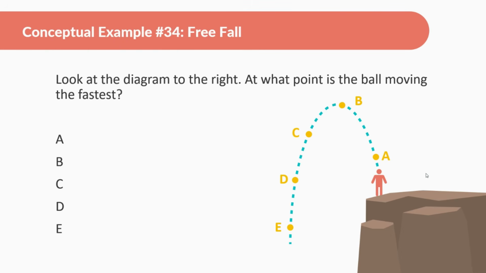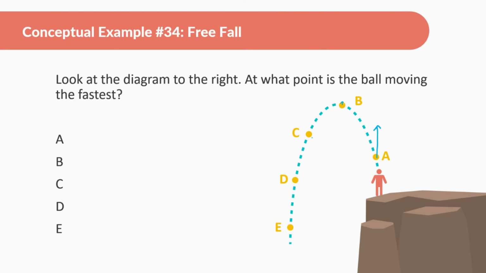Another conceptual example here. Look at the diagram to the right. At what point is the ball moving the fastest? Okay. Let's look at each of these points. We should know that when it is first thrown, it should be going very, very fast. At point B, it looks like it's almost at the top. Maybe it's still going up a little bit, but it'd be going very slow at point B because it's almost at the top. And at the top, the velocity is 0.